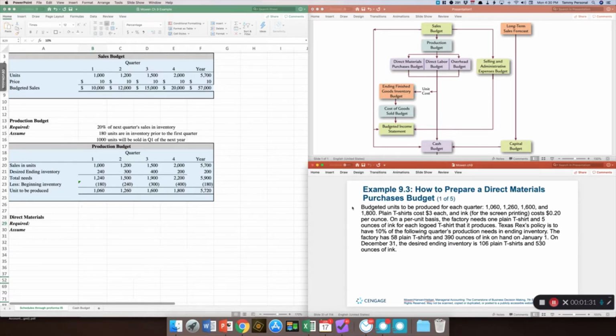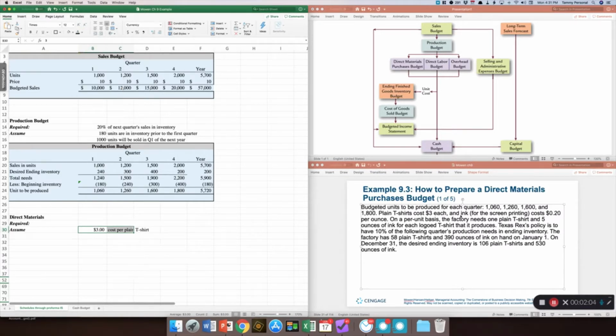Okay, so we are going to produce 1060, 1260, 1600, 1800 units. Okay, so plain t-shirts. Here we have a lot of information, and just as before, I'm going to lay it out in these assumptions and requirements.